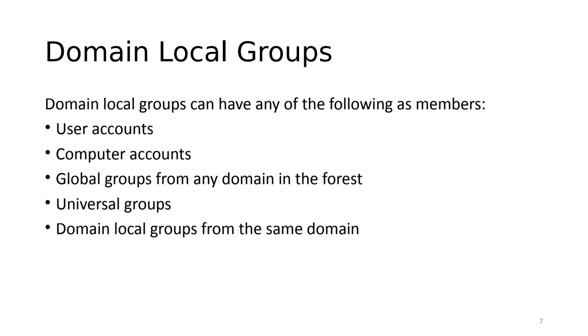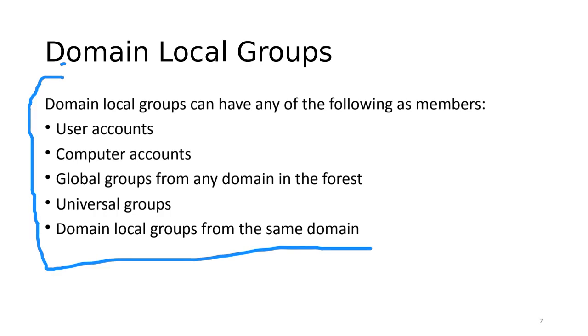Domain local group, these are the characteristics of the domain local group. Please read it. You need to know it. They are different from each other in terms of who can become a member of the group. This is according to the scope. So the DLG, the domain local group, can have members from user accounts, computer accounts, global groups from any domain in the forest, universal groups also, and domain local groups from the same domain.